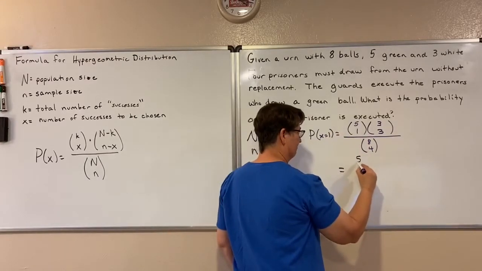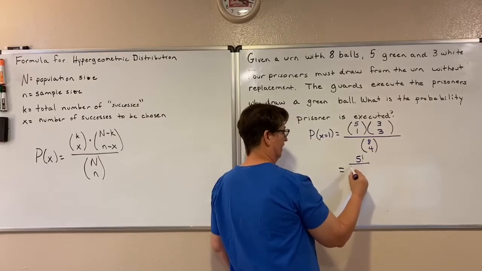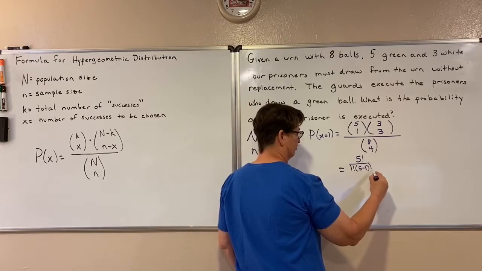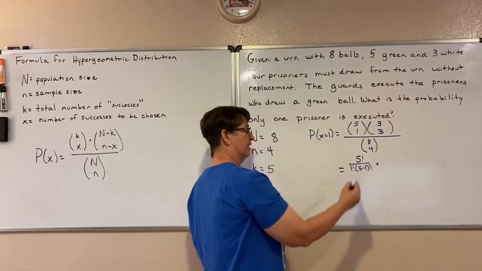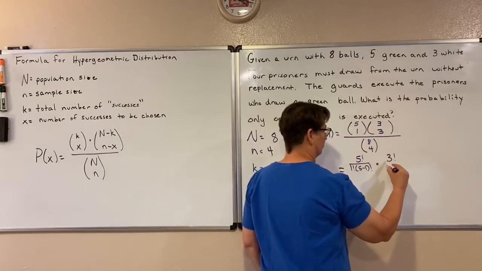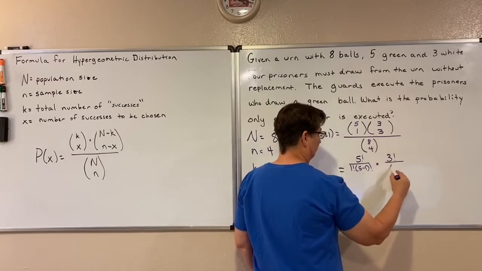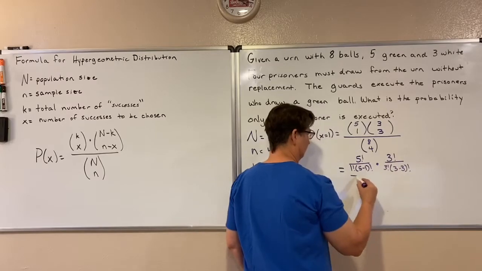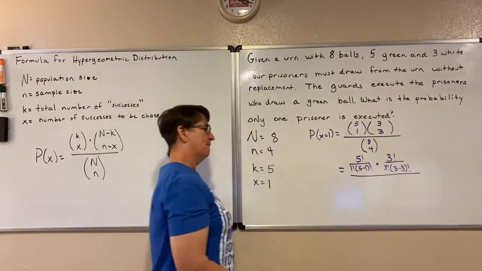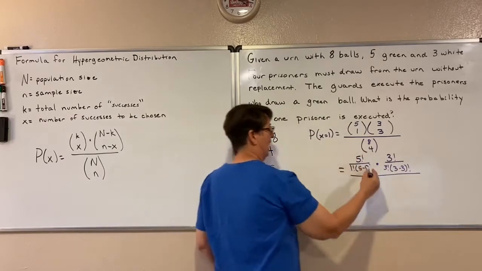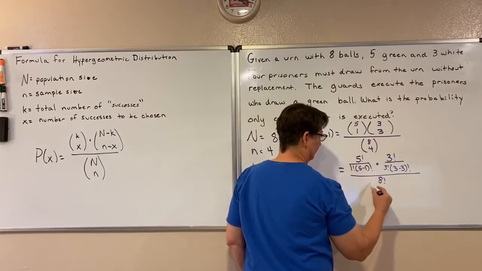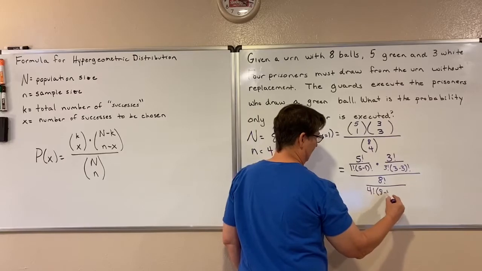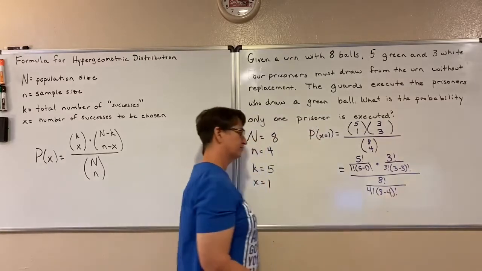Remember, that's 5 factorial over 1 factorial times 5 minus 1 factorial. Here, this is 3 factorial over 3 factorial times 3 minus 3 factorial. On bottom, I'm going to have 8 factorial over 4 factorial times 8 minus 4 factorial.